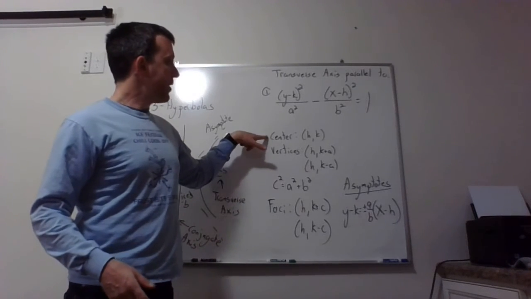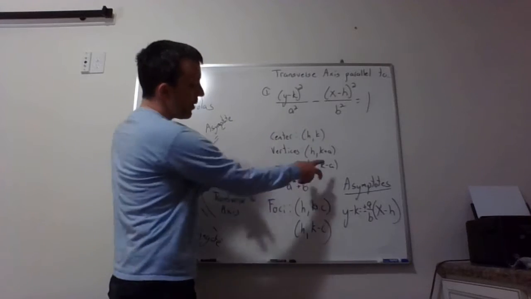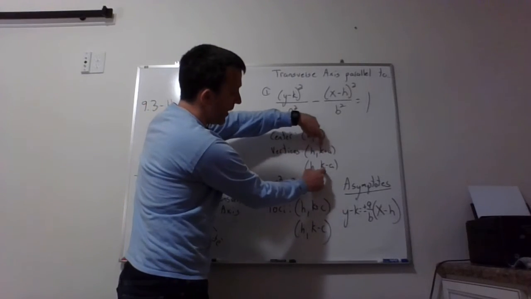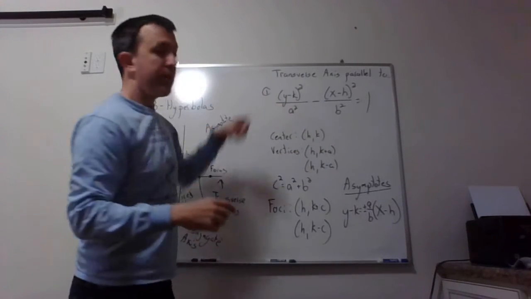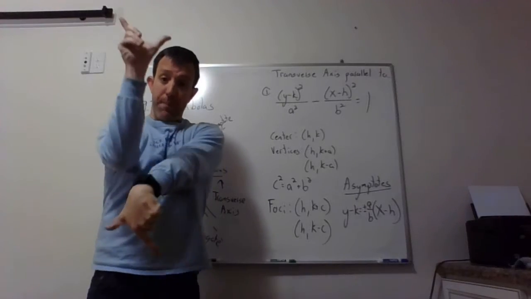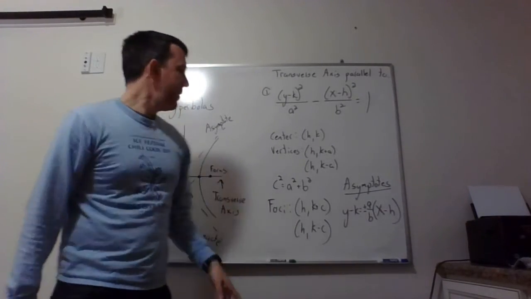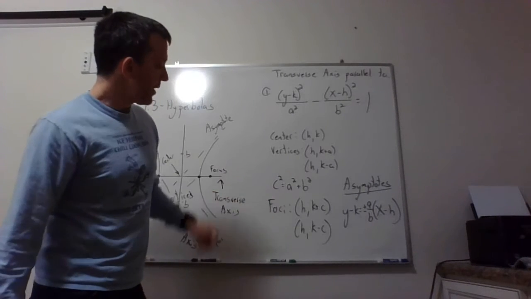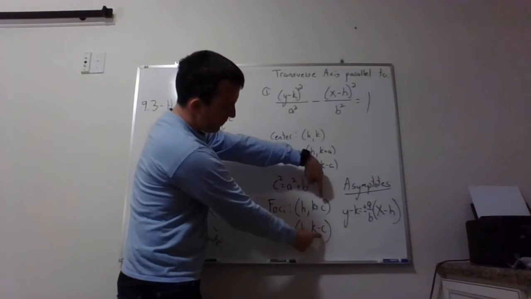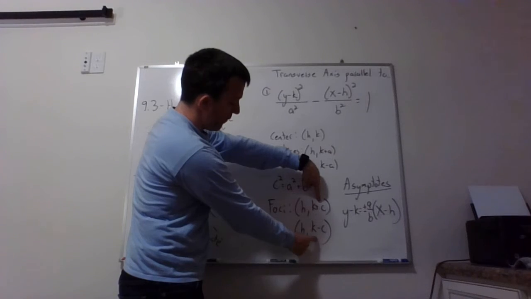So the center is still (h, k). For the vertices, now we're adding and subtracting a from the k value of the center because we know that this thing is opening up. Look at the book. It's opening up and down. C squared is still a squared plus b squared. We add and subtract c to the k value to get the foci.